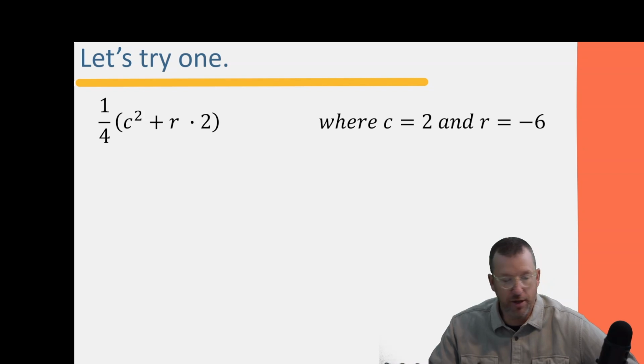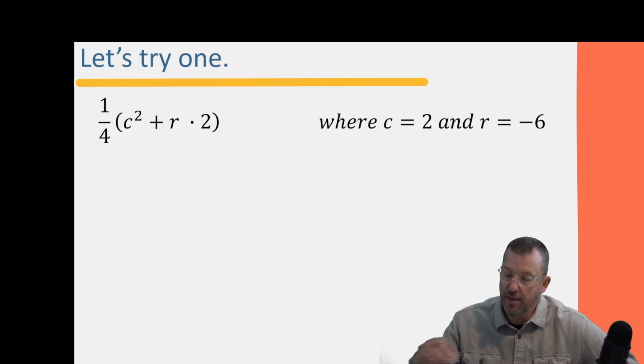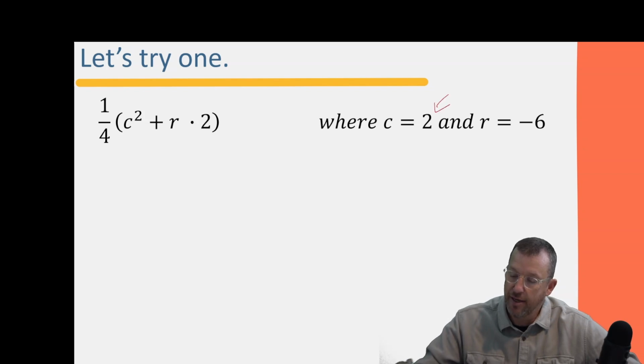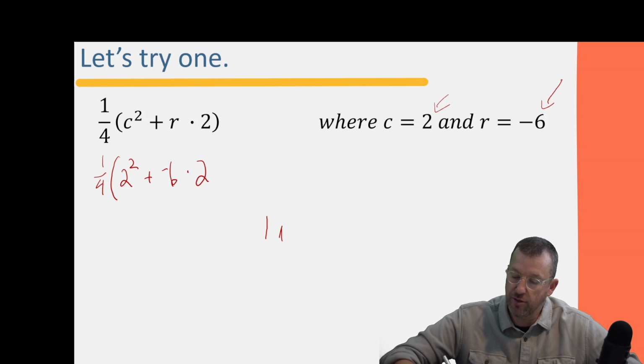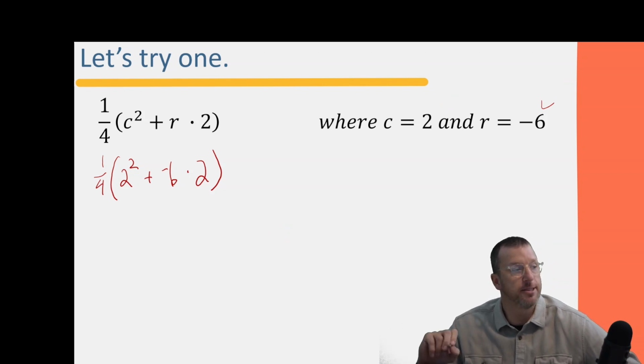They're just going to get a little bit harder each time, y'all, a little bit harder each time. So now we have another expression, but we have some different values. So now we're going to go 1/4, but we have to plug in this c for the 2, okay? And r is going to be negative 6. So we have 1/4, parentheses, c represents 2, plus r, which represents negative 6, times 2, okay? And so now we've got ourselves an expression that we can solve using order of operations.